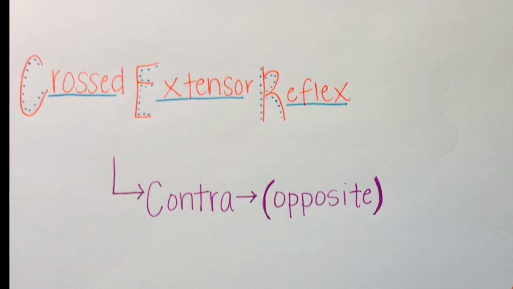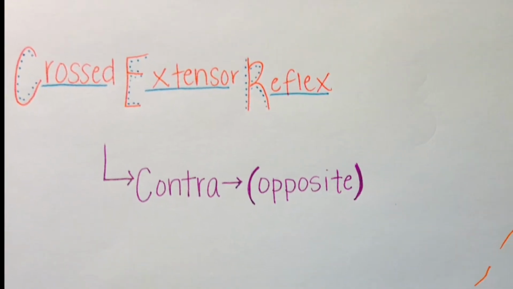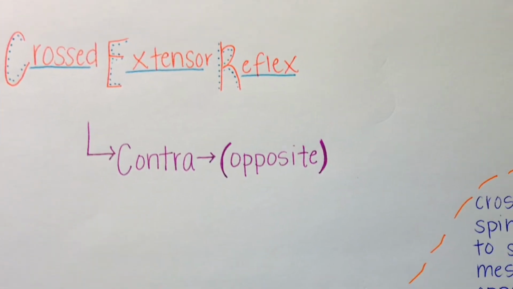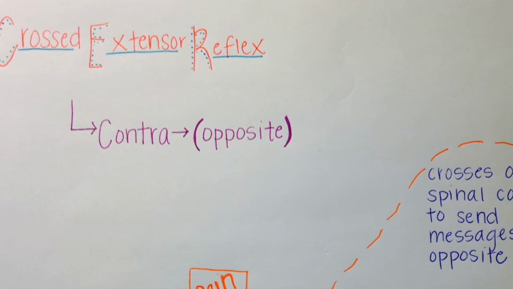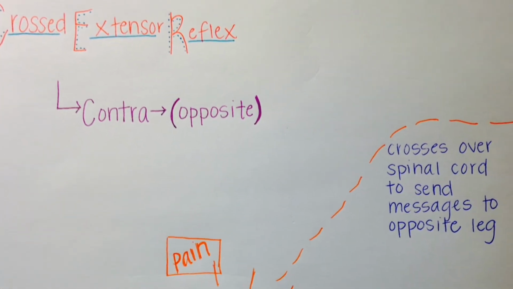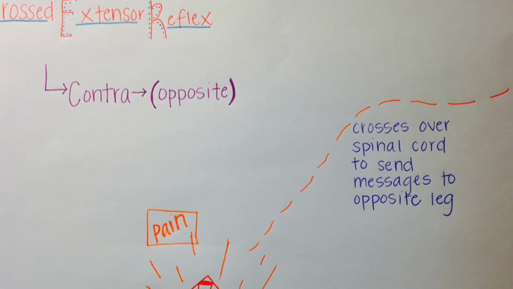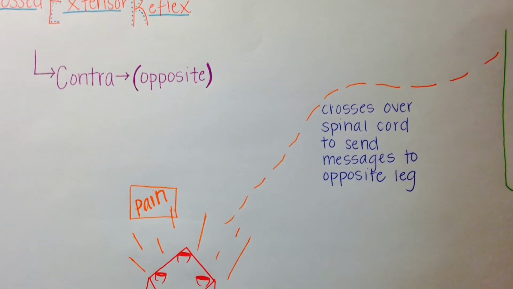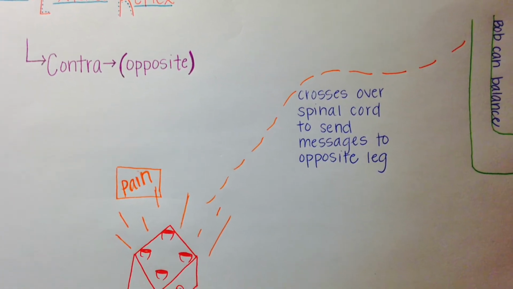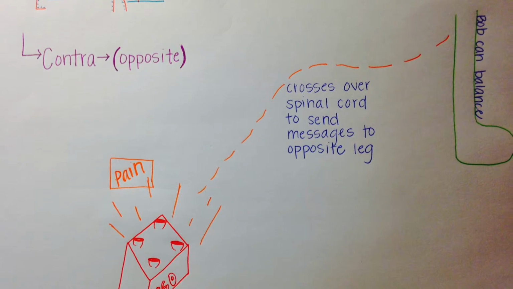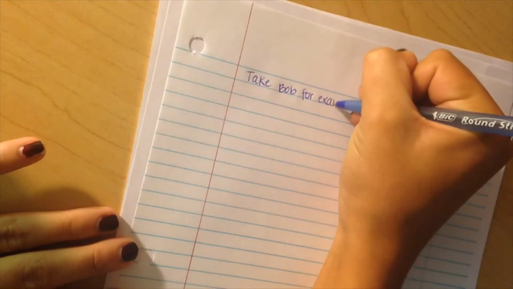But Bob knows that the cross-extensor reflex involves a contralateral reflex arc, contra meaning opposite, because the motor response occurs on the opposite side of the stimulus. The reason this was named crossed extensor reflex is because it will stimulate on the opposite side of the pain from the Lego. Take Bob, for example.